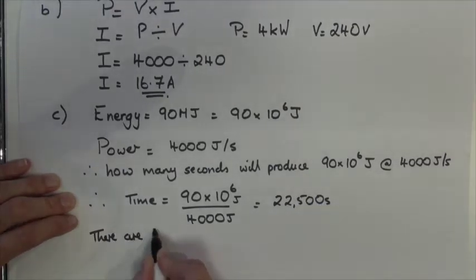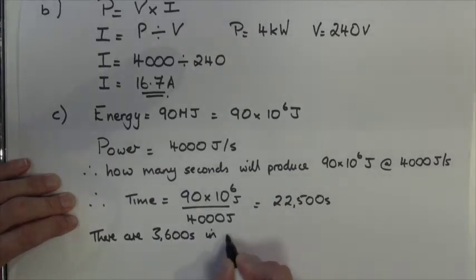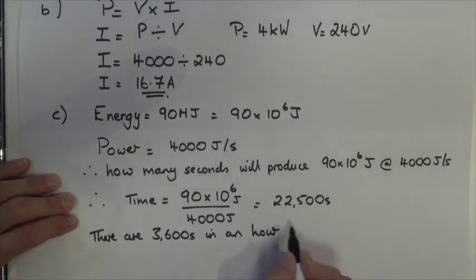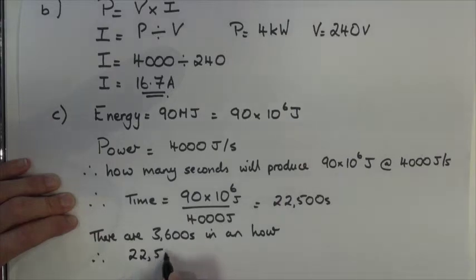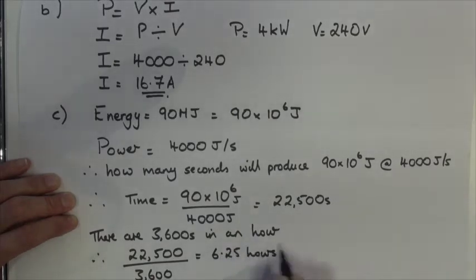22,500 seconds. Now I know that there are 3,600 seconds in an hour. Remember, it wants it in the form of hours. So 22,500 seconds divided by 3,600 will give me 6.25 hours, which is the same as 6 hours and 15 minutes.